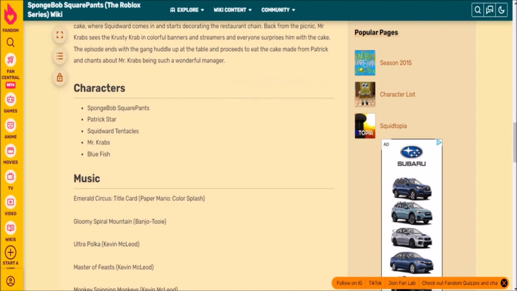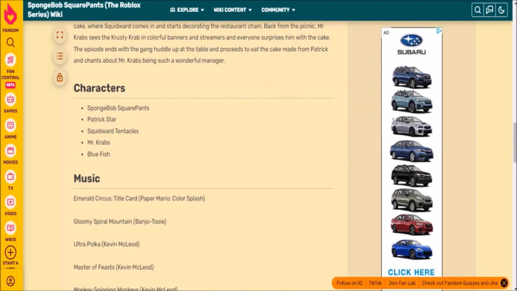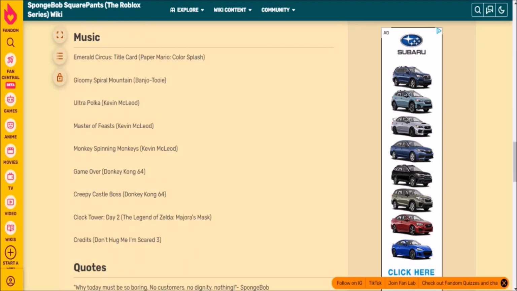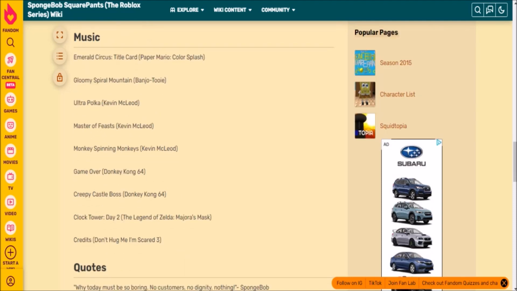Alright, so the characters are SpongeBob, Patrick, Squidward, Mr. Krabs, and Bluefish. Music: Emerald Circus, Gloomy Spiral Mountain, Ultra Polka, Master of Feast, Monkey Spitting Monkeys, Game Over, Creepy Castle Boss, Clock Tower Day 2, and credits.